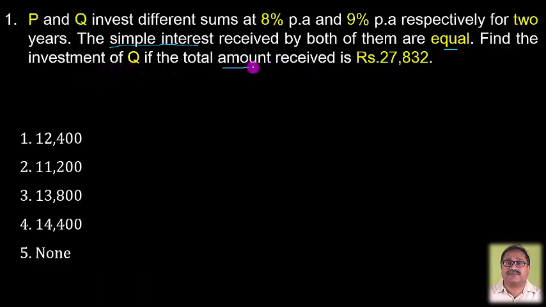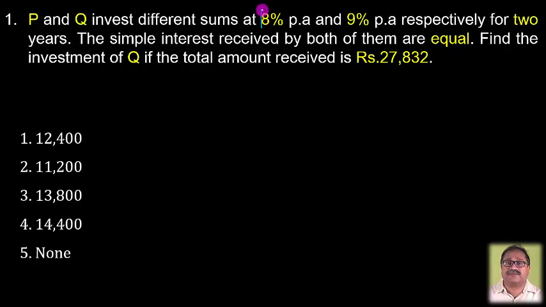If the total amount received is 27,832. Total amount received is amount of P plus amount of Q. We know the amount definition. There are two definitions. One is amount means money, and the other amount means principal plus interest. So here it says total amount received is 27,832. That means the amount of P, that is principal plus interest, plus the amount of Q. The total is 27,832. Let's work out.